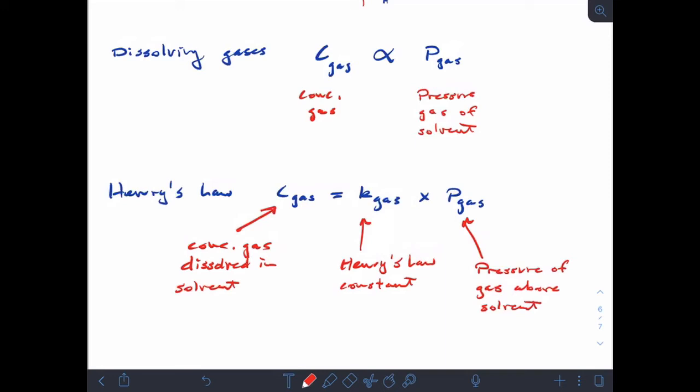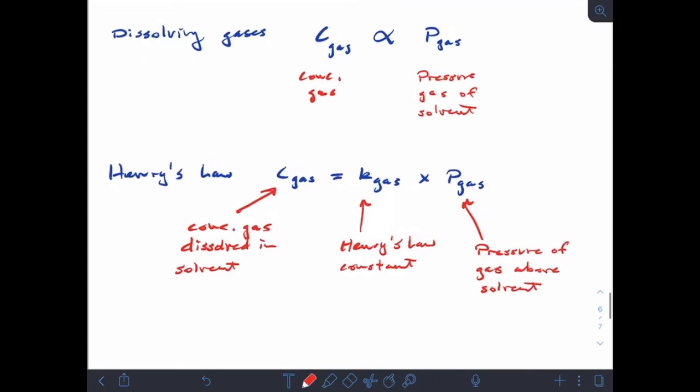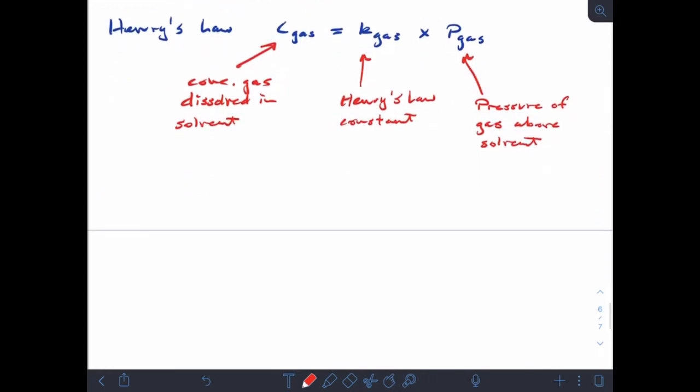Sometimes I like to think about this as like squeezing gas into the solvent. So if you have a greater pressure above, you're pressing down on the surface of the solvent with this gas, you're going to be able to get more of the gas to dissolve into the liquid or into the solvent. Okay? So how are we going to use this? Let's talk about that a little bit.